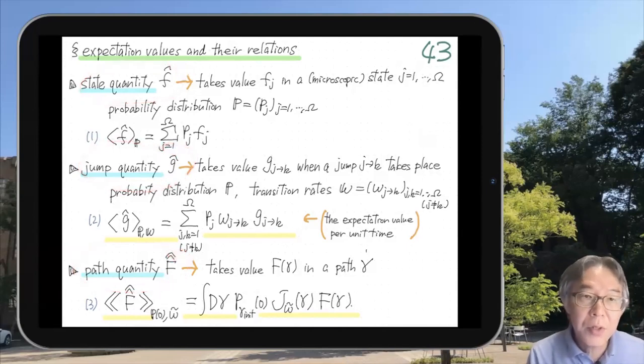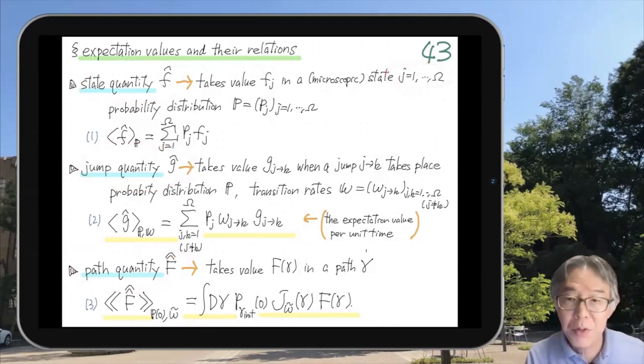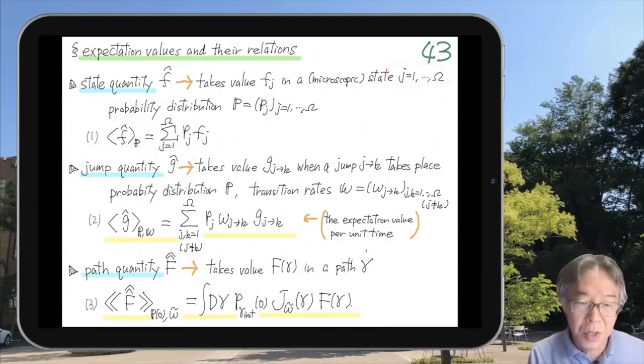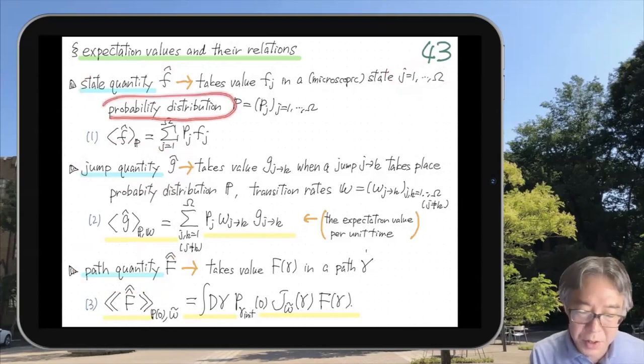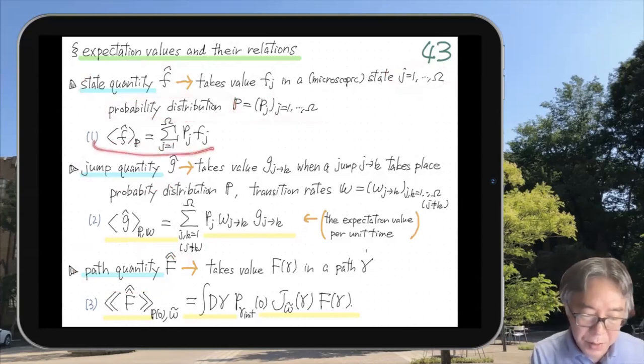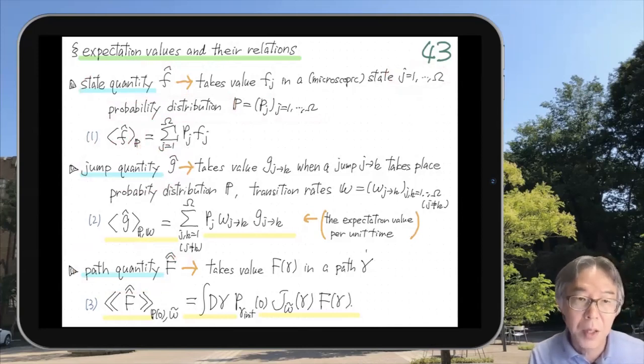Okay, first, this is a state quantity. This is something we already know. A state quantity f takes value f_j in a microscopic state j. And if you want to define the expectation value, you need to specify a probability distribution. And this is the definition of the expectation value. Okay, so it depends on p.